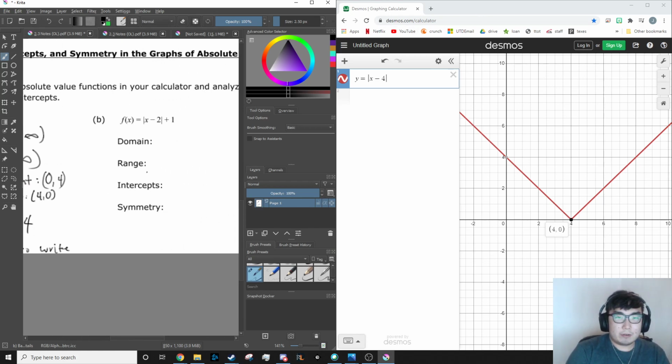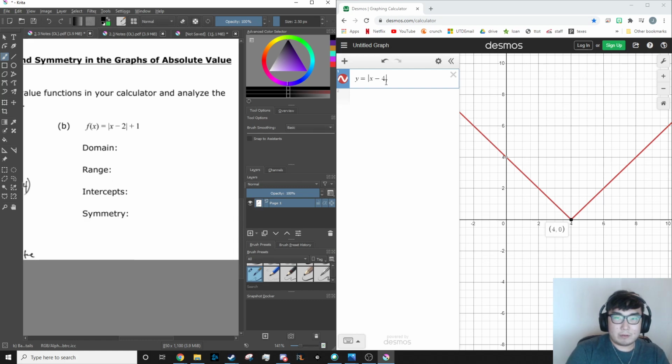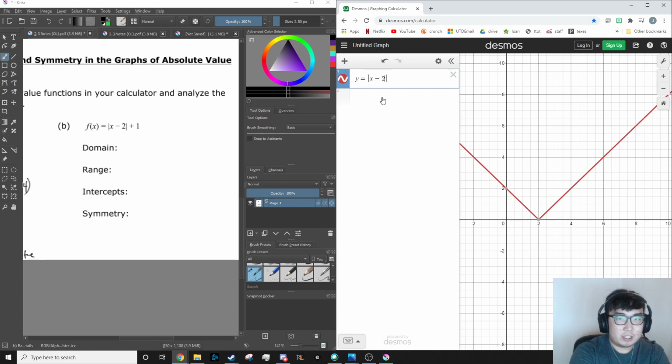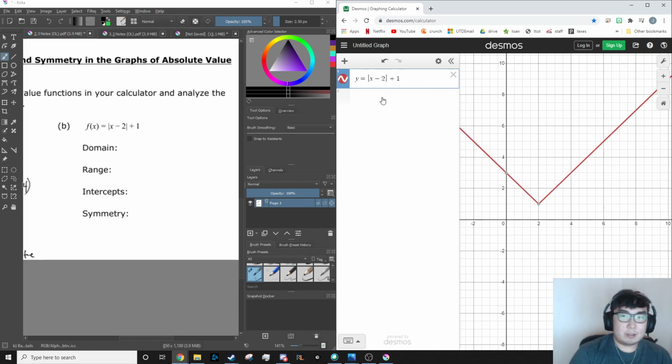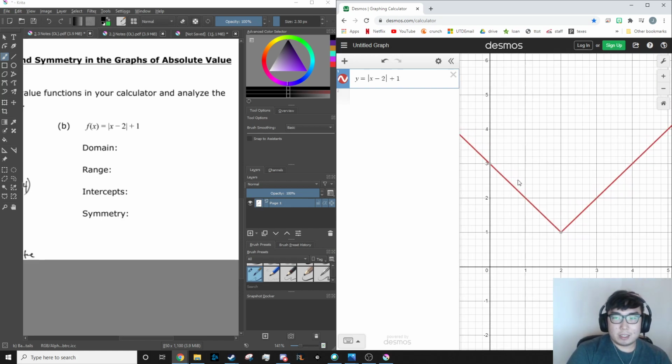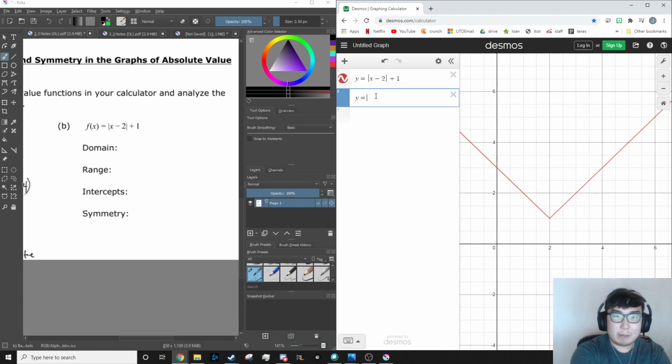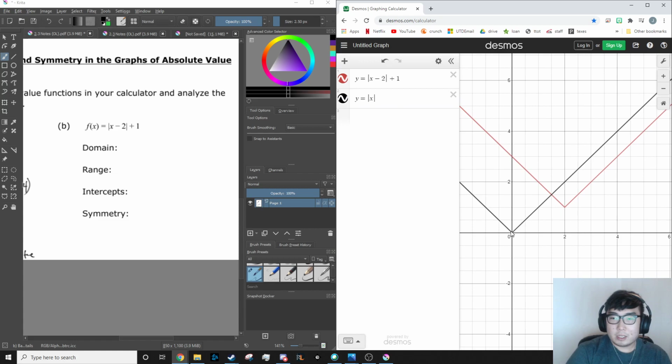Let's look at this one right here. A little bit more complicated, right? Because there are 2 things going on, if you noticed. We have y equals absolute value of x minus 2 plus 1. So it looked like from our parent function, it moved up and to the right.